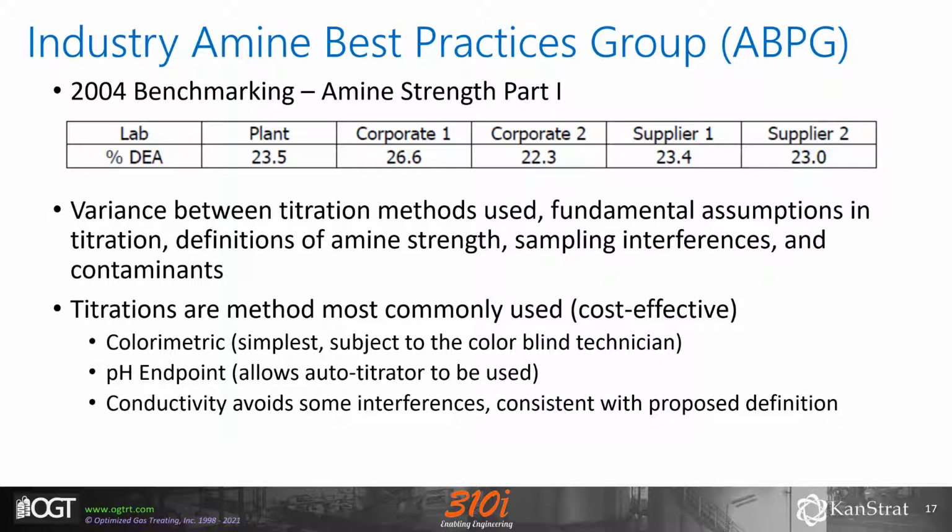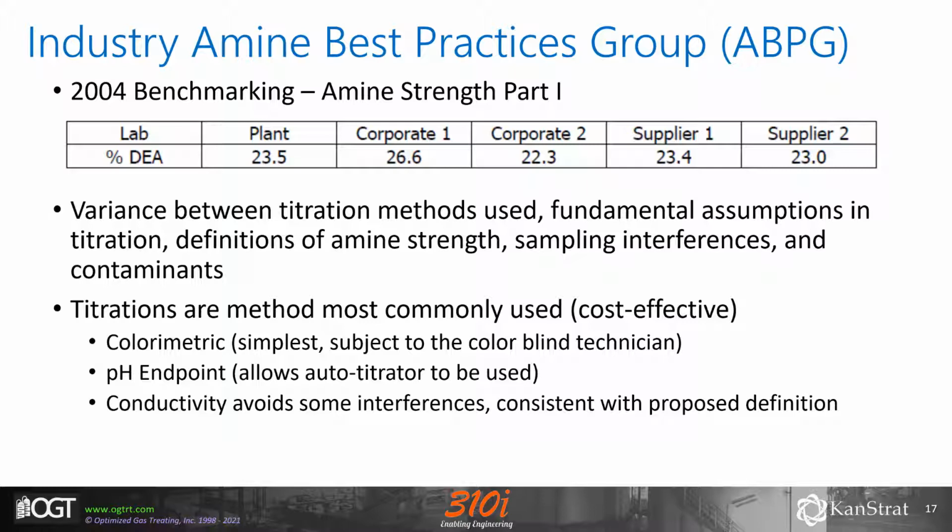The Industry Amine Best Practices Group, or ABPG, did some benchmarking back in 2004. One of the members of that group took a sizable sample of DEA from their plant and sent it around to 5 different labs to analyze. The on-site plant lab measured 23.5% of amine in the solution.